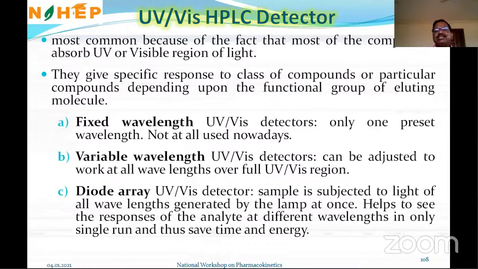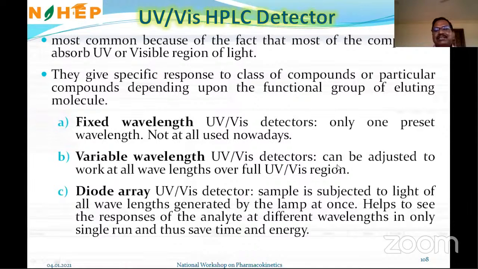And with variable wavelength detectors, we can adjust the wavelength over the whole range of the UV visible region, set whatever wavelength we require, and detect the compounds which absorb light at that wavelength. Next, coming to the diode array UV visible detector, the sample is subjected to light of all wavelengths from the lamp at once. This helps to see the response of the analyte at different wavelengths in only a single run. That means in a single run, the compound is subjected to different wavelengths, and the different compounds present are identified.